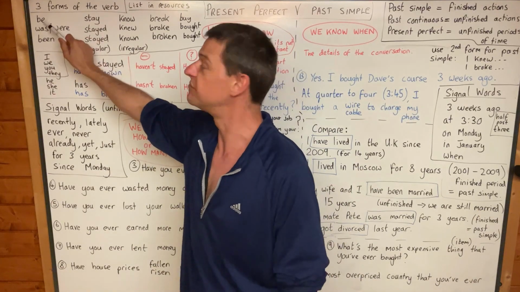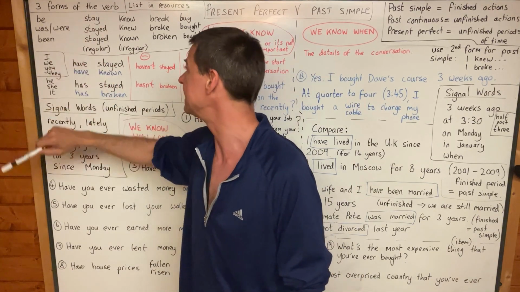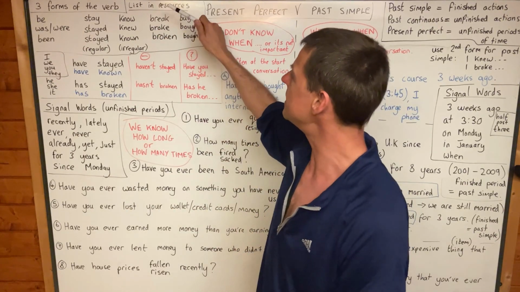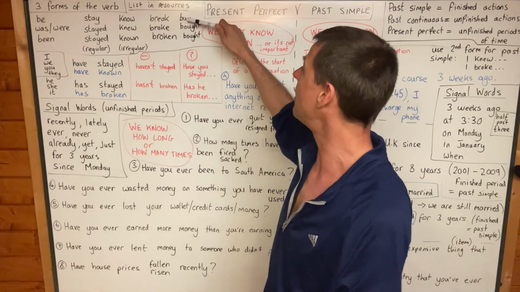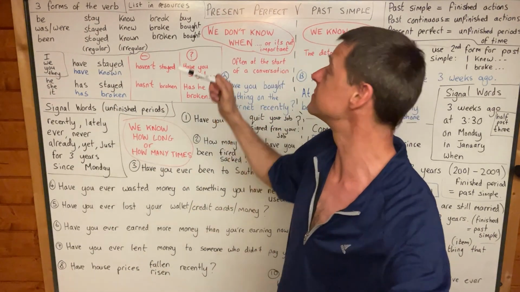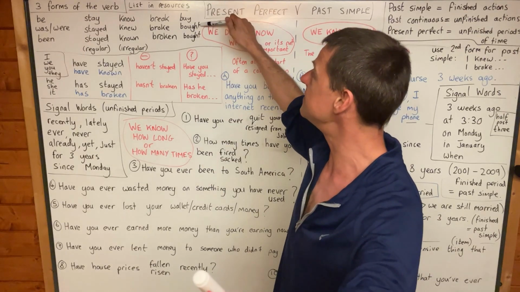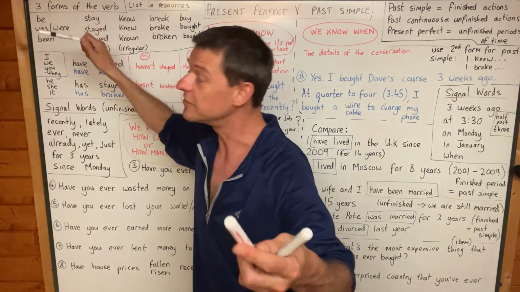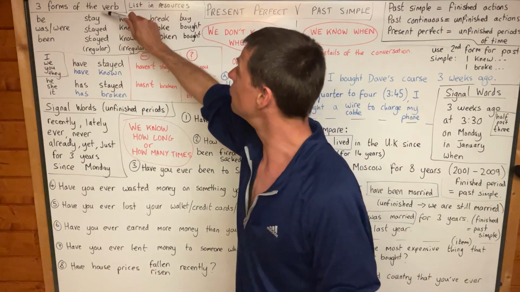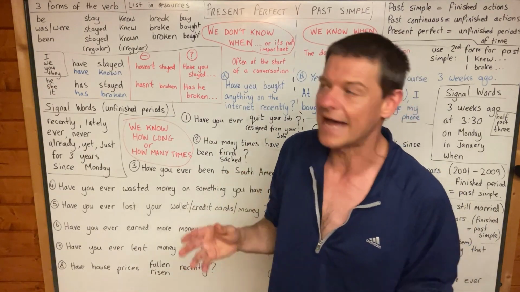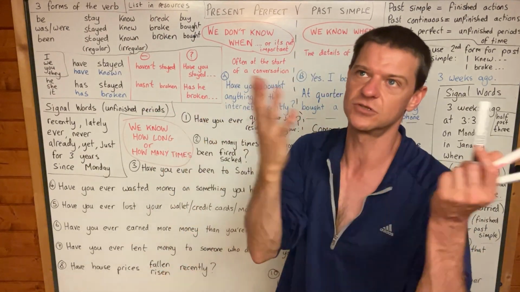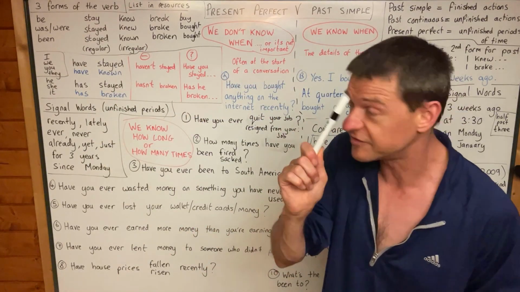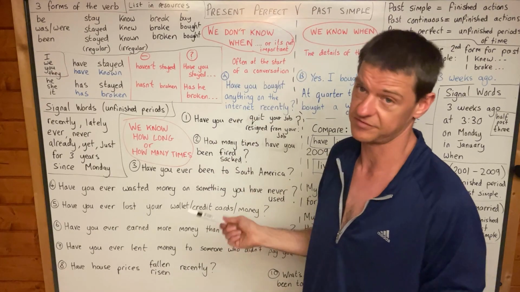But irregular verbs like be, was, were, been. Or like know, knew, known. Or like break, broke, broken. Or like buy, bought. So sometimes irregular verbs are the same in the second form and the third form. Sometimes they're not. Okay, and so you have to learn these three forms of the verb, and I will attach a list to this class or to somewhere on this course. I'll attach a list of irregular verbs that you must learn for past simple and for present perfect.